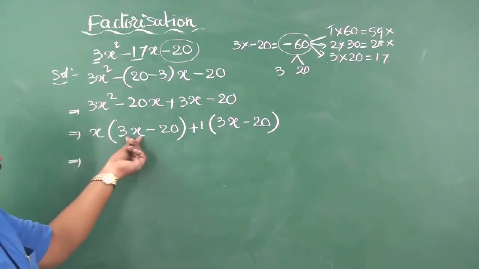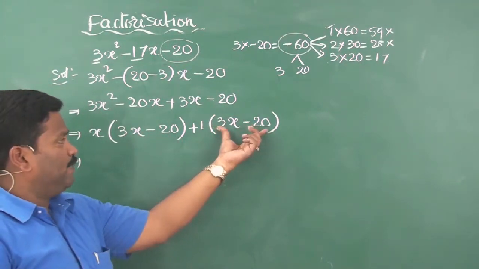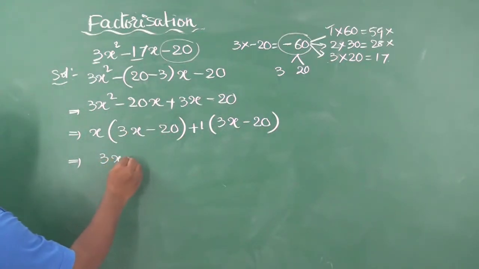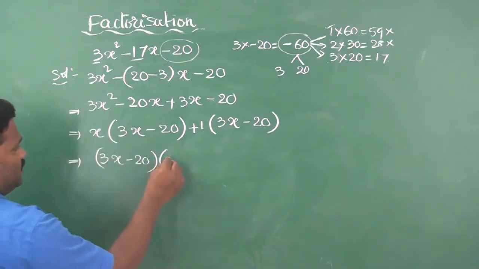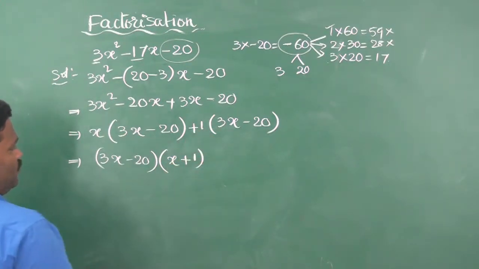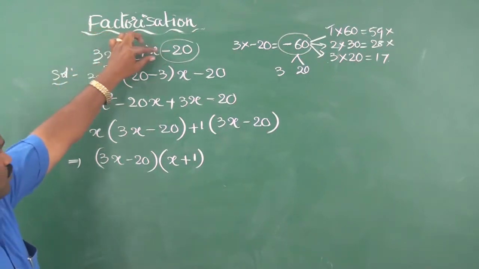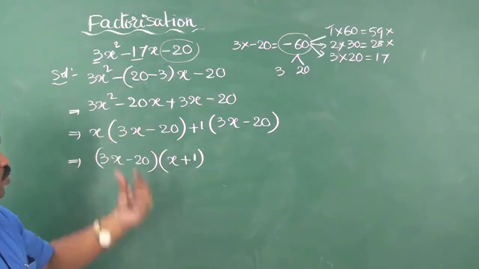Again, 3x minus 20, 3x minus 20. We have the same common factor. Take it common, 3x minus 20. Therefore, here we have x left in the first term and plus 1 left in the second term. Therefore, the factors of 3x square minus 17x minus 20 are 3x minus 20 and x plus 1.